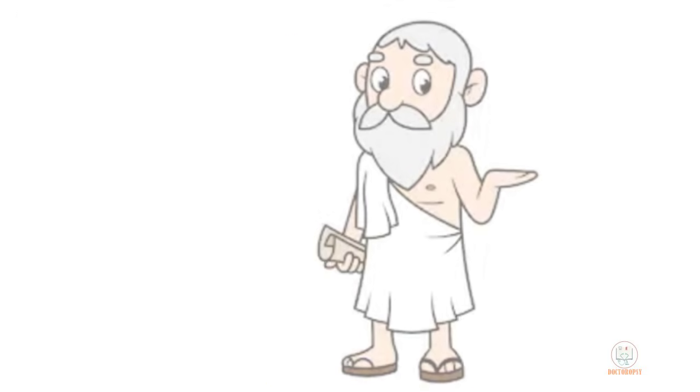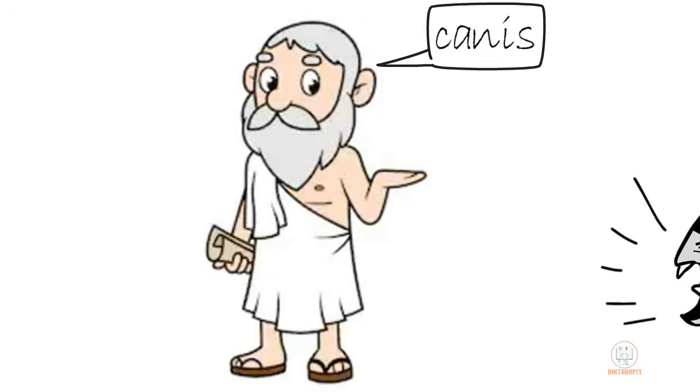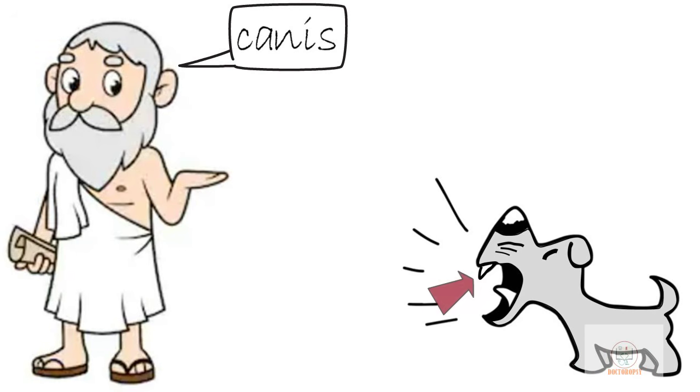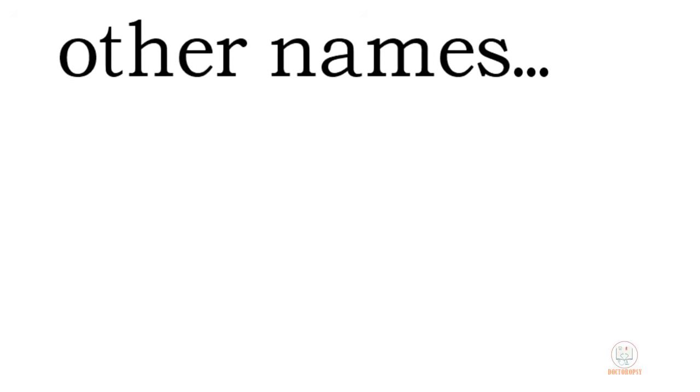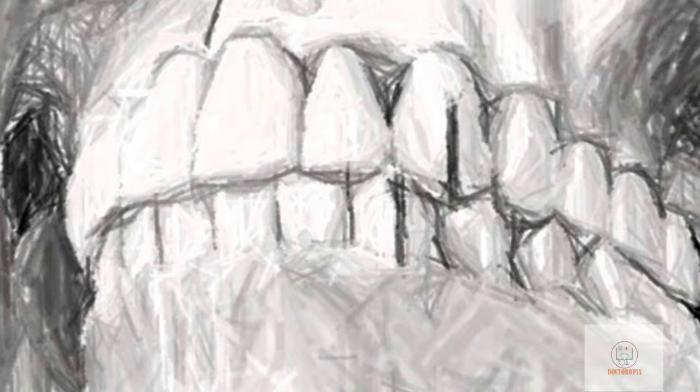The word canine has been derived from the Latin word canis, which means dog, signifying the prominence of this tooth in the animal. It has been called by many other names like cuspid, corner tooth, eye tooth. Its main function is tearing. Canines help in guiding the jaw to close in correct position.